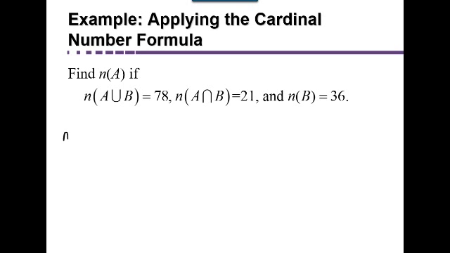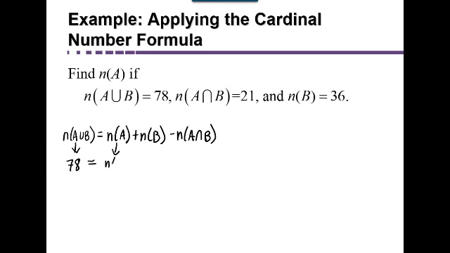One is to write out the cardinal number formula. The number of elements in A union B equals the number of elements in A plus the number of elements in B minus the number in the intersection. All right, then fill in what you know. We know that the number in A union B is 78. We are looking for the number in A. The number in B we were given is 36. And the number in A intersect B is 21.